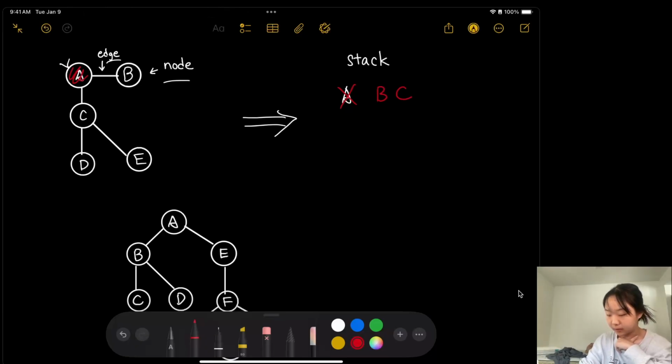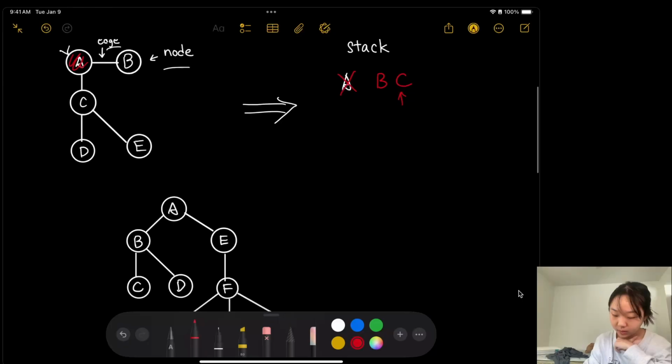Well, let's define the right-hand side to be the top of the stack, so that we now are looking at C. Let's see what neighbors C has. It has D and E. So we pop C first. Though B is at the top now, we don't care about it. We just add D and E. Oh, I forgot to cross it out.